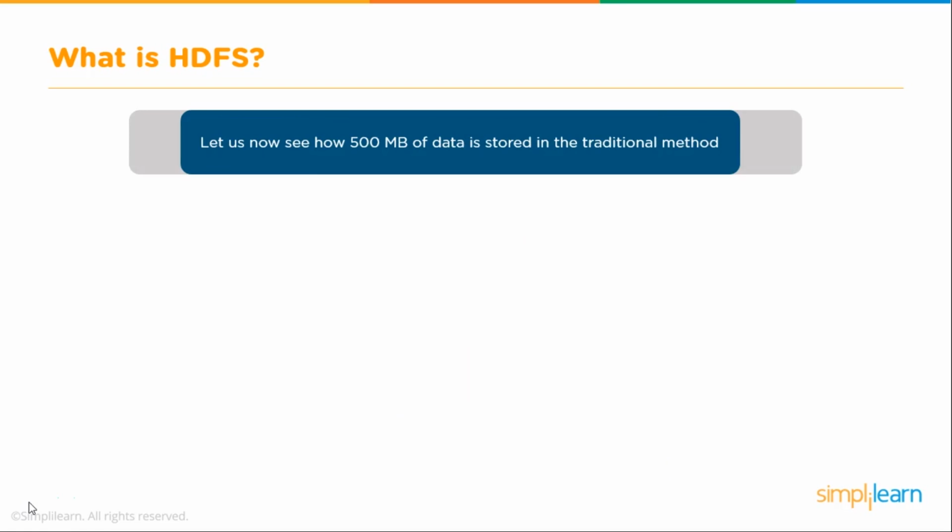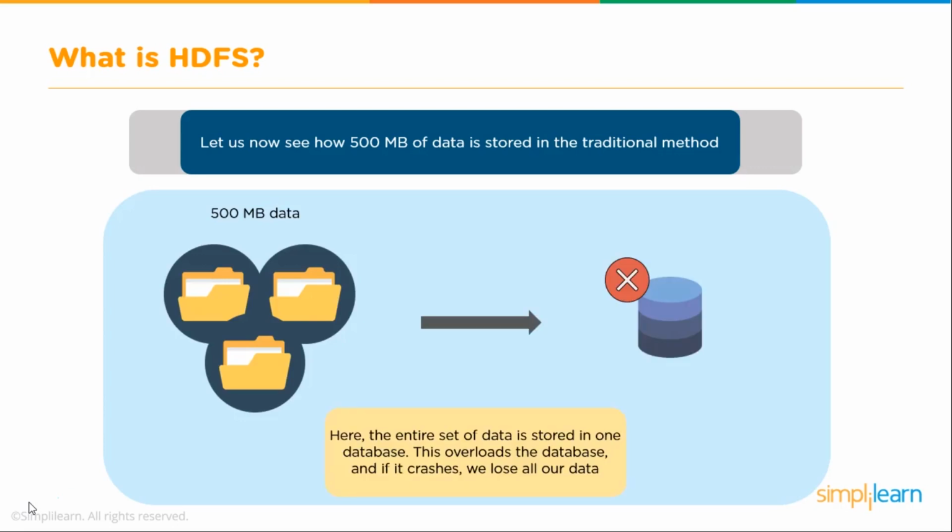So if we talk about 500 MB of data which is getting stored in a traditional method, this is how your 500 MB data would get stored. You would have the entire data stored in one database or underlying file system, which may overload the database, which may overload the file system, and the fault tolerance is pretty much zero. If your database crashes, if your storage layer crashes, if your file system is not accessible, then you lose all of your data. So this is more of a data sharing architecture, where the data is stored in an underlying database or file system, and then it is shared or accessed by multiple applications or multiple users.